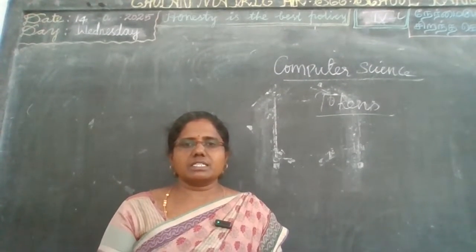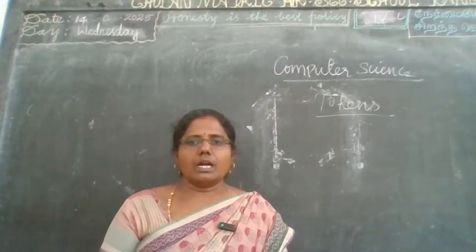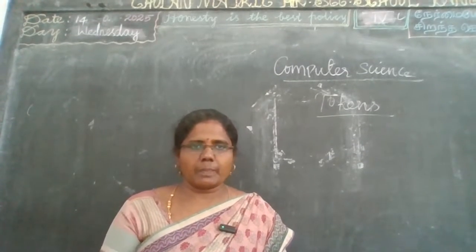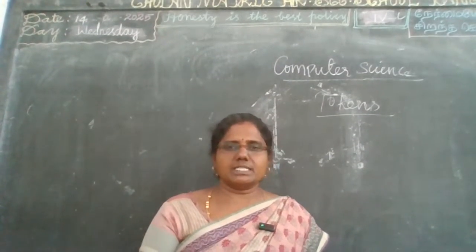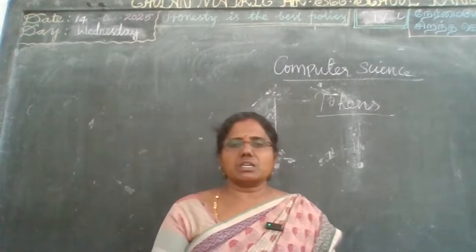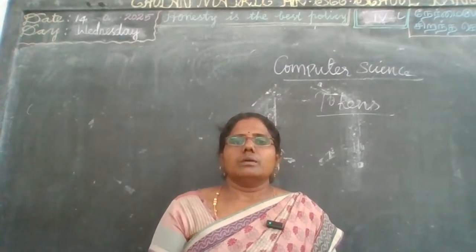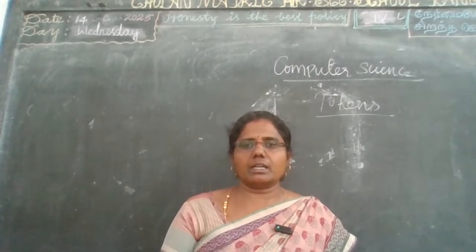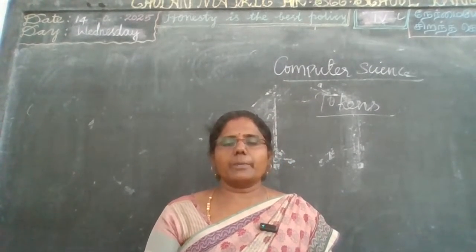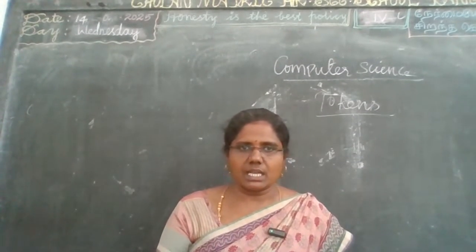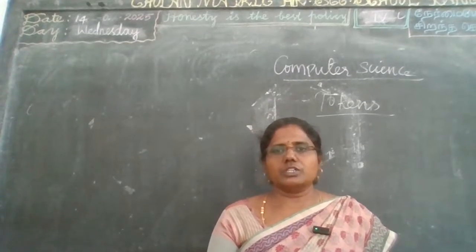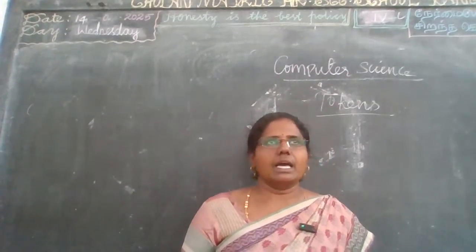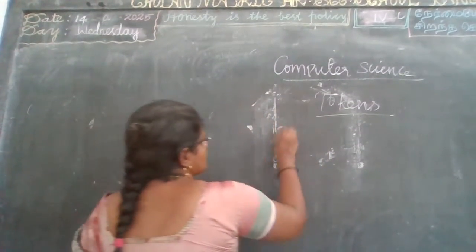In last class, we discussed keywords and identifiers, and also operators. An operator is a symbol that performs some operations on operands. Arithmetic operator, relational operator, logical operator, assignment operator. These four operators we discussed in last class. I hope you understand that. Today we are going to see another operator, the conditional operator.